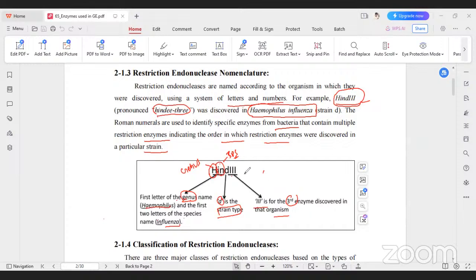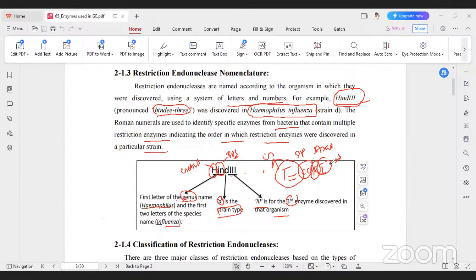In our book, on page number 106, one nomenclature type is given, the example Escherichia coli, E, C, O, R, I. In this, E is abbreviated, E for the genus name Escherichia, I already told you. CO, coli, the species name. R, the strain type, strain type R. And I is the number of the sequence.